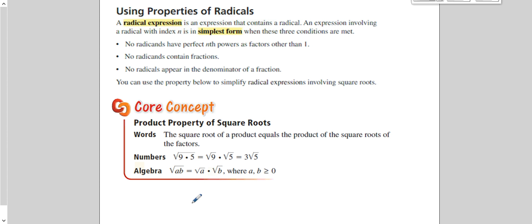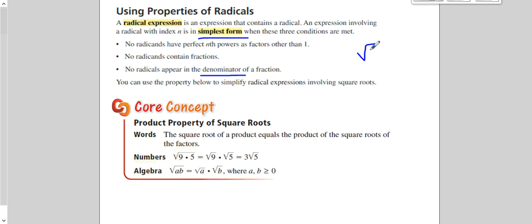Here are some properties of radicals. A radical expression is an expression that contains a radical, a square root symbol. An expression involving a radical with index n is in the simplest form when these conditions are met. No radicands have perfect nth powers as factors other than 1. No radicands contain fractions. No radicals appear in the denominator. We cannot leave a radical in the denominator.